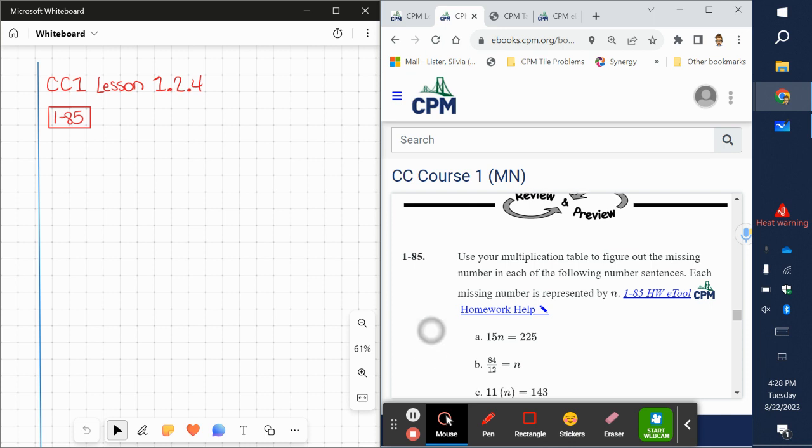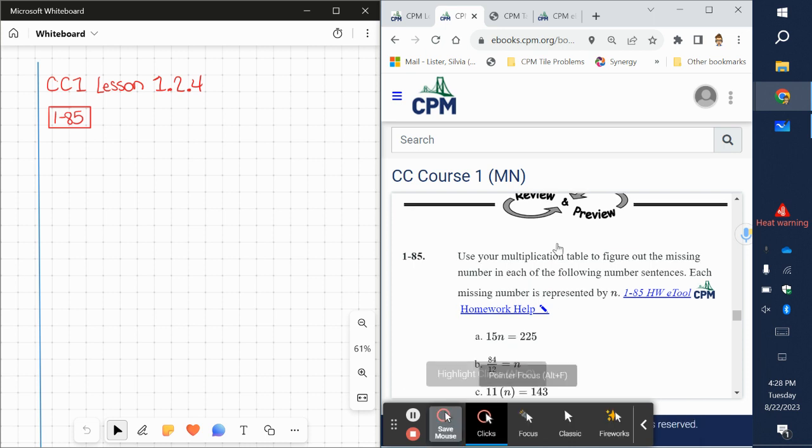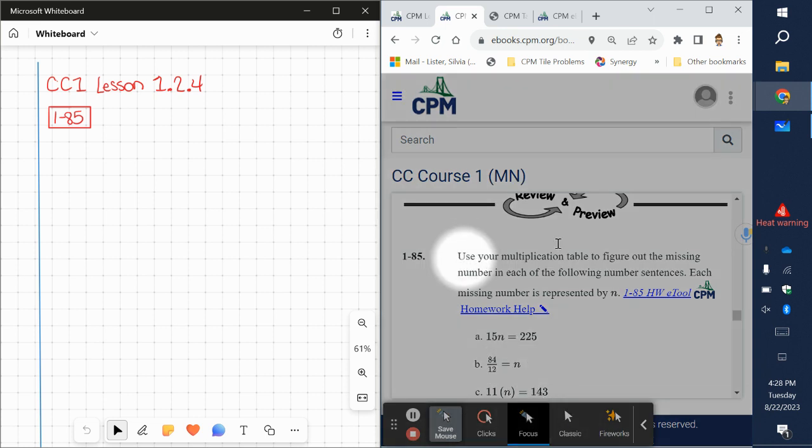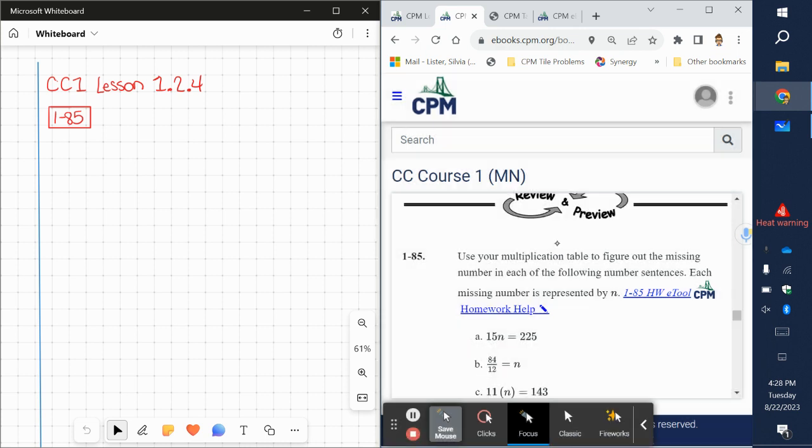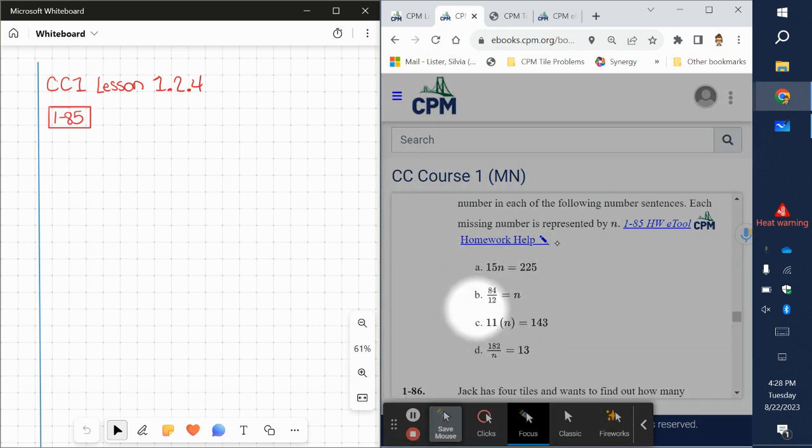Let's start with question 185. Use your multiplication table to figure out the missing number in each of the following number sentences. Each missing number is represented by n. If you notice, there's an E tool. So let's write these down, and then we can use this E tool to help us as we work.